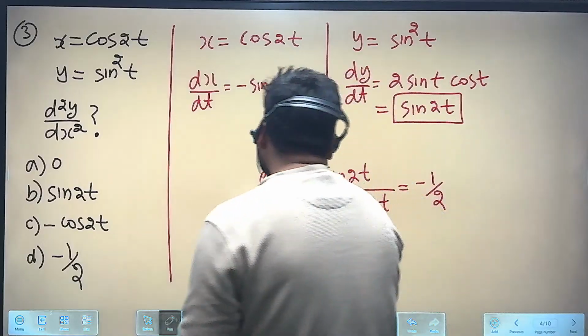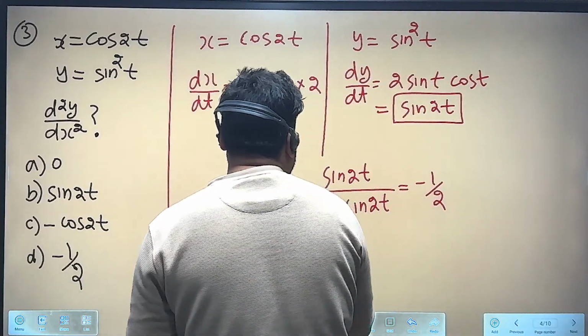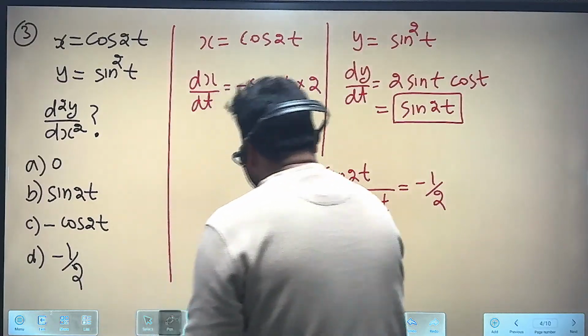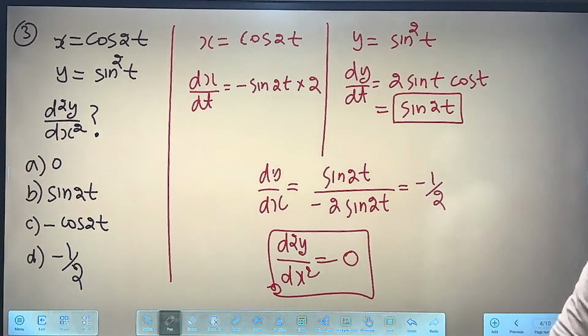Now if they ask you to find its double derivative, what will it be? Minus 1 by 2 is a constant, and the derivative of a constant is 0. So its answer will be 0. Fine, so option A is correct.